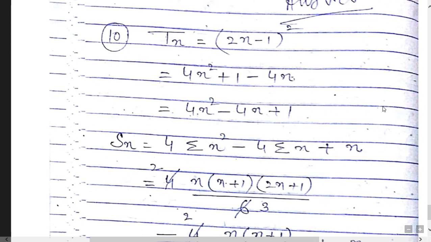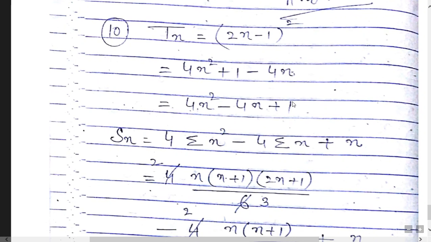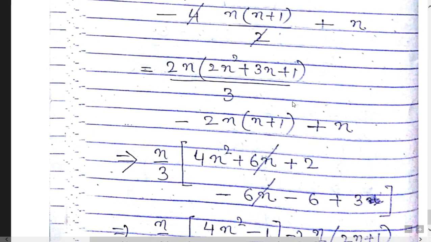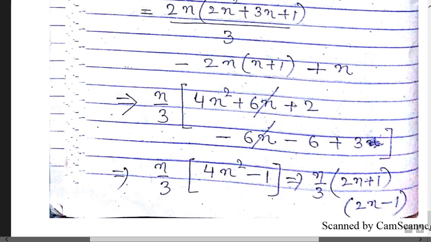The last question is again the simplest question. 2n minus 1 whole square. Open the square bracket, then apply the formula. Then take LCM. You will find the answer. It's n by 3 into 4n square minus 1. It's n by 3 into 2n minus 1 into 2n plus 1. It's just the factorization. It's again a simple question.